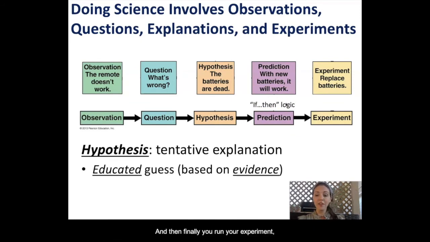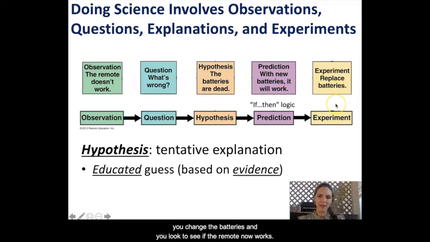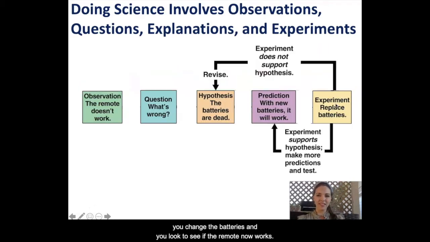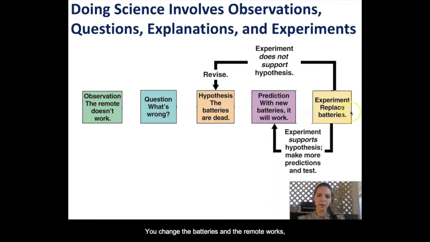And then finally, you run your experiment. So you change the batteries and you look to see if the remote now works. Okay, and look at the results and draw some conclusions. So you change the batteries and the remote works. Great. It was the batteries, right? The experiment supports the hypothesis. If you change the batteries and the remote still doesn't work, you need to revise this hypothesis.